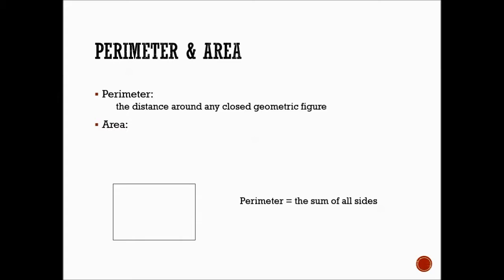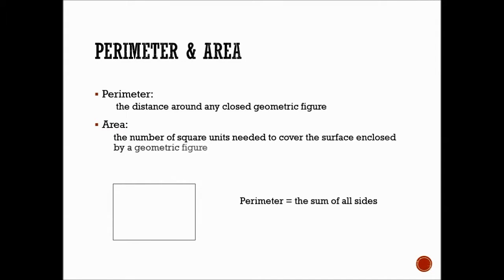Area is the number of square units needed to cover the surface enclosed by a geometric figure. The formula is length times width. So with perimeter, we just want to know how much distance there is around an object. With area, we want to know how much space is covered by an object. We want to know the length and the width and everything in between.